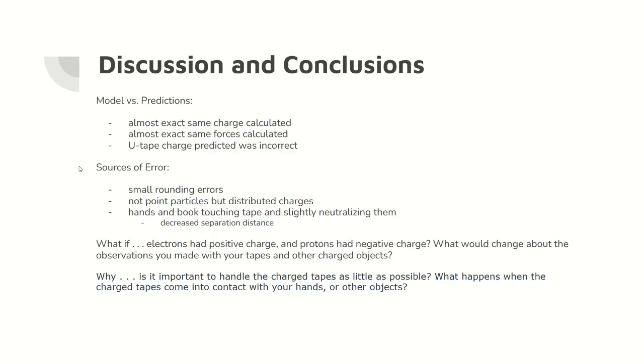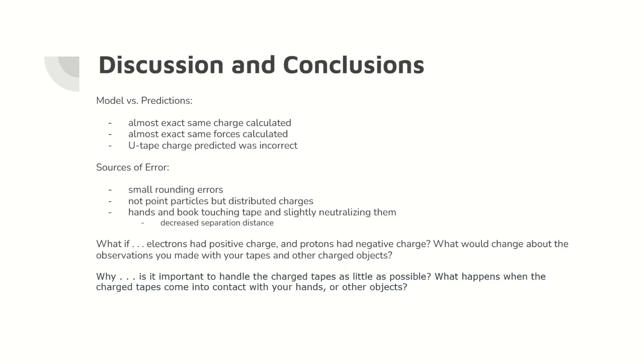So finally, the what if and why questions. What if electrons had positive charge and protons had negative charge? What would the change be in the observation you made with your tapes and other charged objects? So if electrons had positive and protons had negative charge, this would basically not change much of the calculations overall because the U-tapes would actually still be repulsive as the charges are the same, but the overall charge would be negative instead of positive.